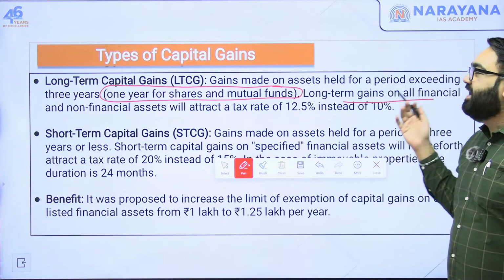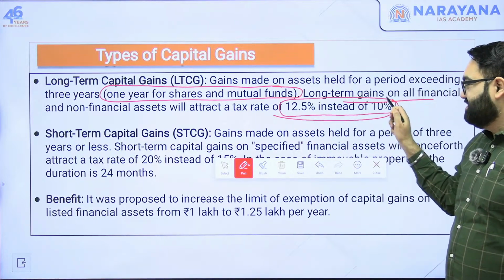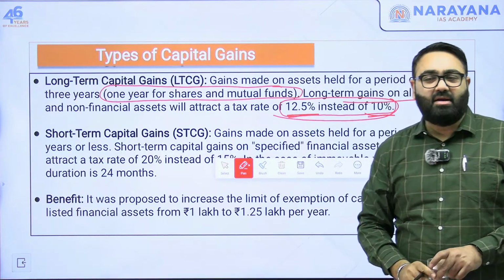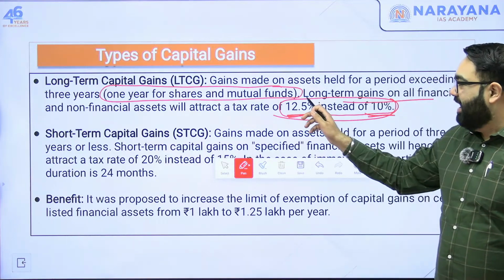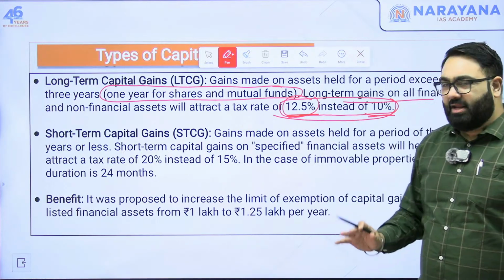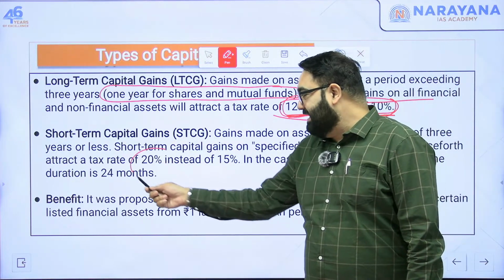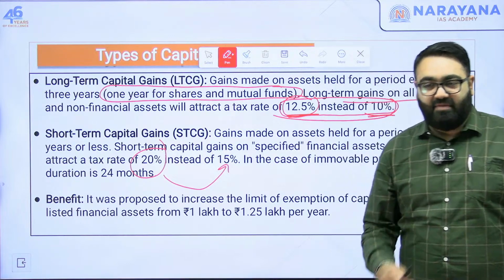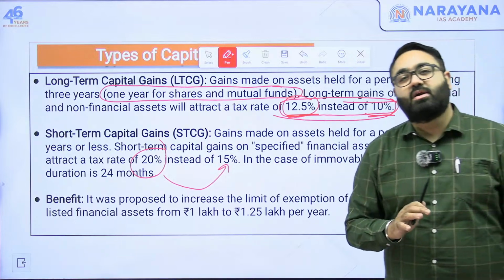Long-term capital gain on non-financial assets usually is 12.5% now as per this budget speech. So it was 10 earlier. The budget that has become valid from 1st of April now has 12.5% long-term capital gain. Short-term capital gain, on the other hand, is imposed on assets that are sold in the short term. That will attract a tax of 20% instead of 15%. So that's pretty high. In case you are selling an asset before a certain time period, it will impose a tax of this much.